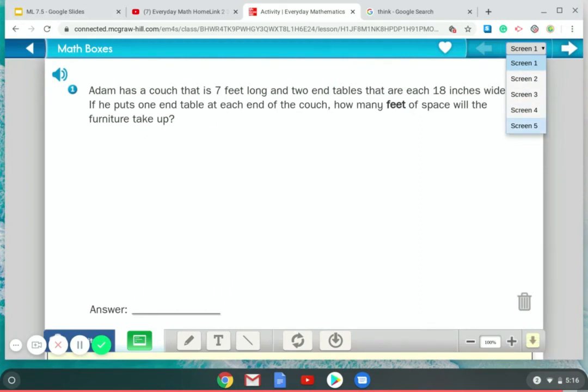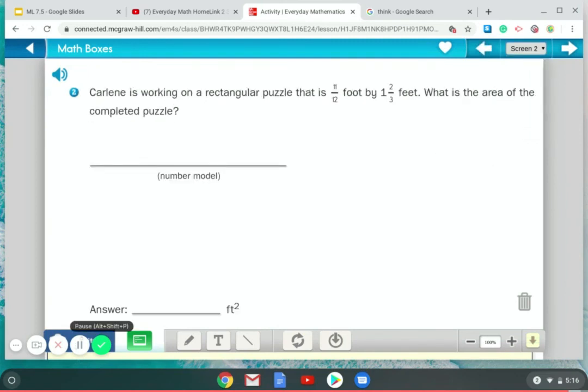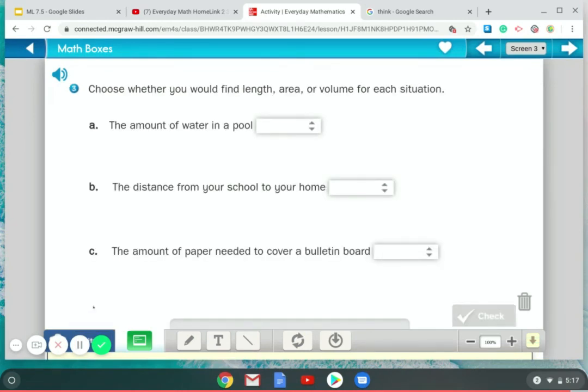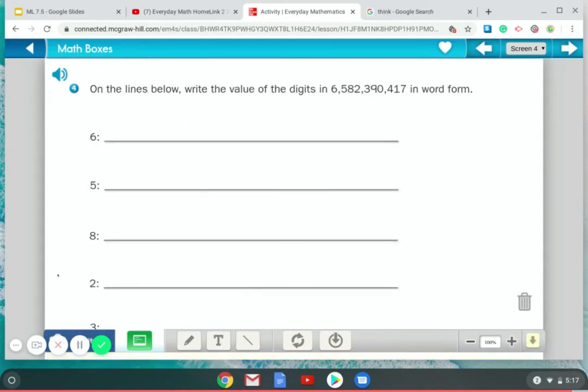If you have a notebook, then you can go ahead and do the problems here, pausing the video. I'm going to show you all 5 slides. So this is problem 1. This is problem 2. Problem 3. Problem 4. And problem 5.